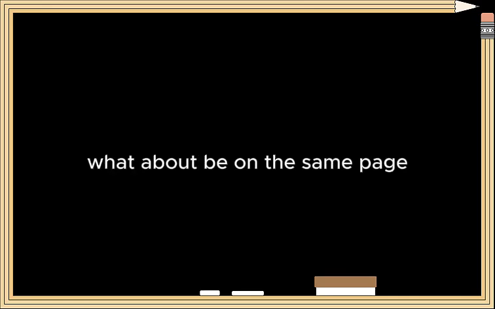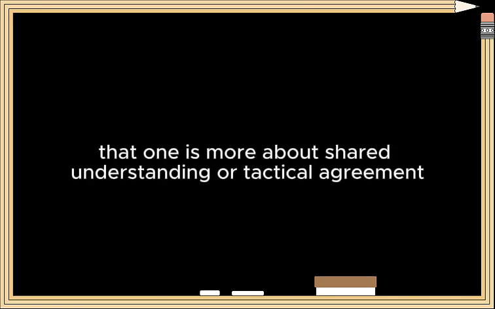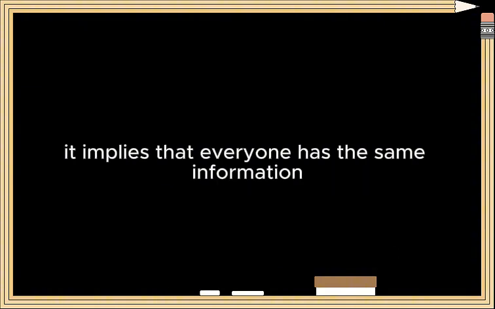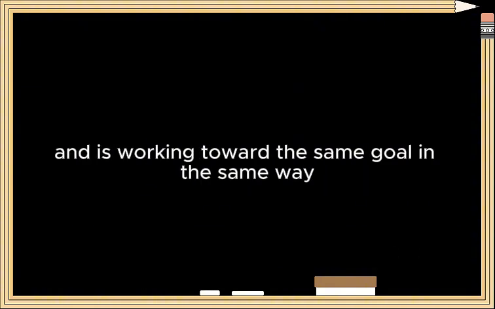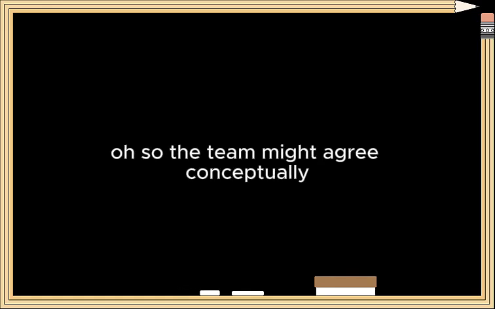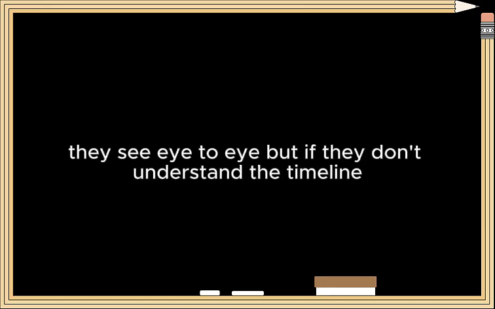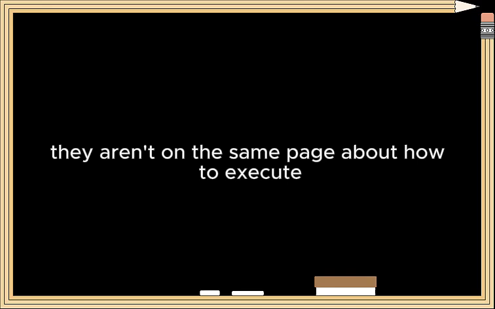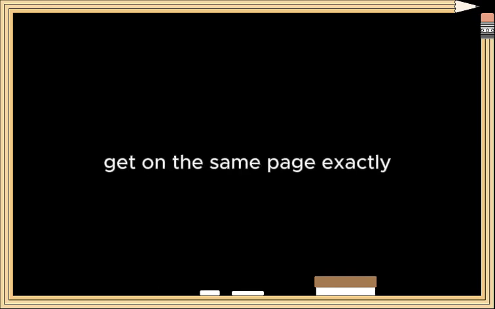What about be on the same page? That one is more about shared understanding or tactical agreement. It implies that everyone has the same information and is working toward the same goal in the same way. So the team might agree conceptually, they see eye to eye, but if they don't understand the timeline, they aren't on the same page about how to execute. And you often hear people say, get on the same page.